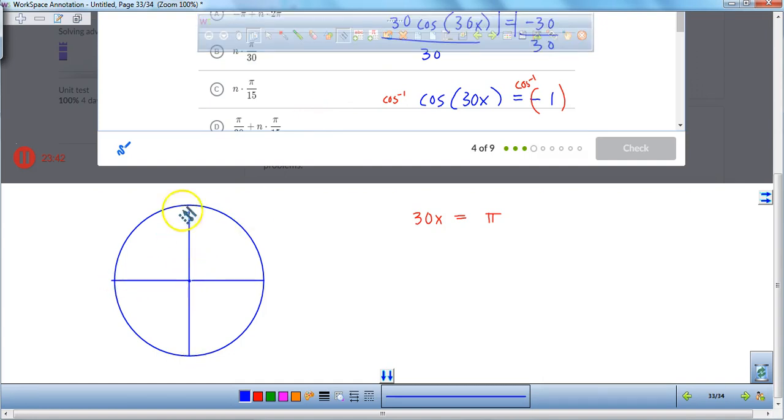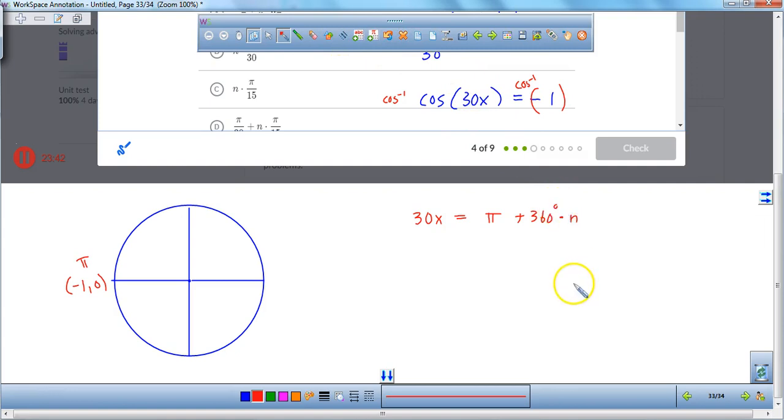All right. So the only time where we have a negative 1 and a 0 in the unit circle is at pi. So basically, what we could do is add 360 degrees times n, and that would get us to that every single time. But because we're in radians, we've got to change that 360 to plus 2 pi times n.